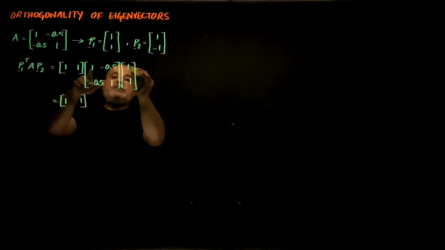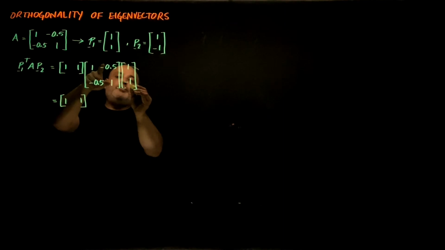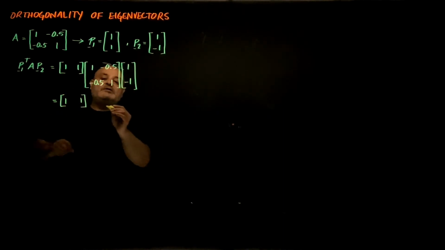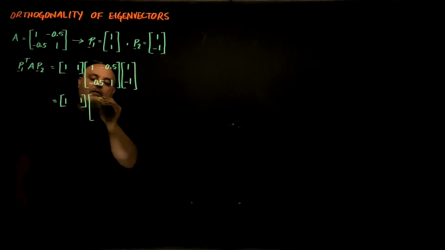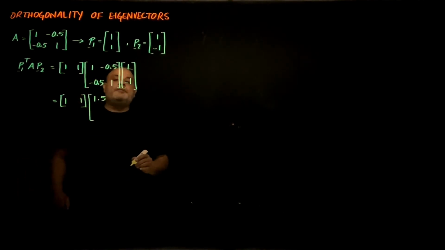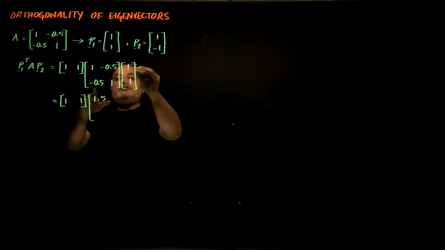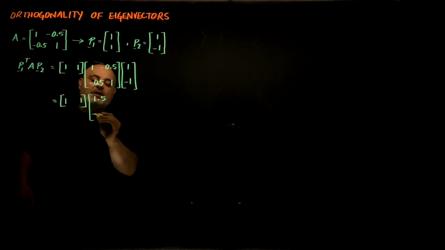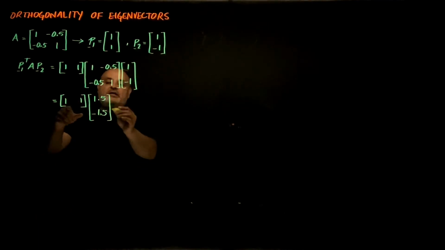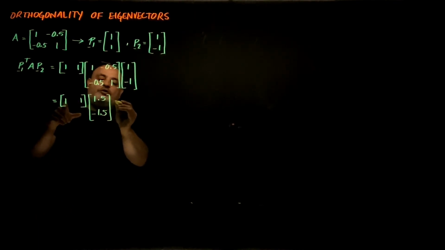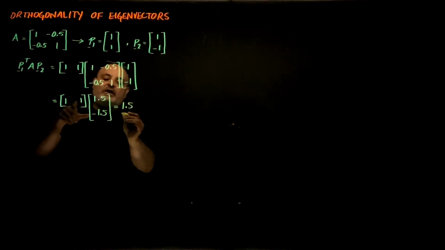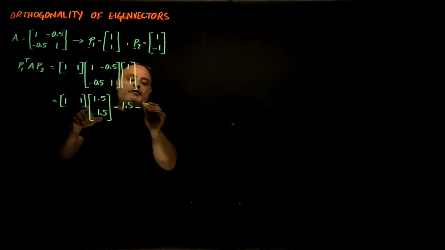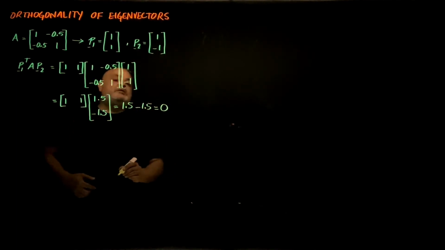We have 1 plus 0.5. That's 1.5. And then for the second element, negative 0.5 and negative 1, that's negative 1.5. Now multiply these two vectors, 1 times 1.5 is 1.5, 1 times negative 1.5 is 0.